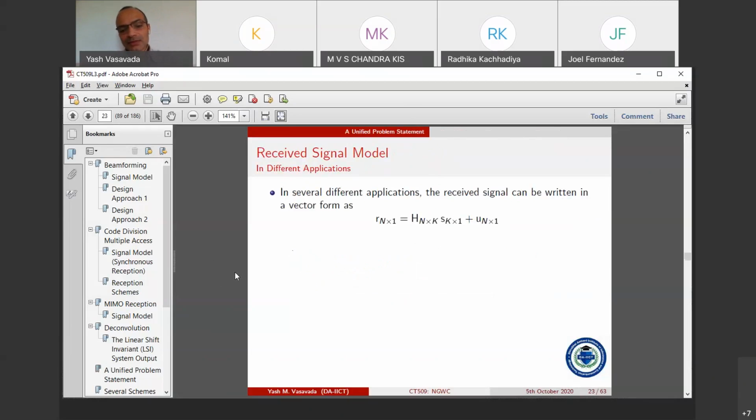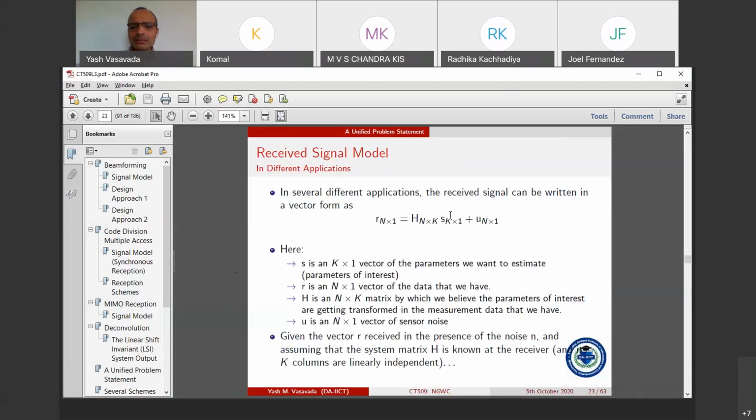As we went over these several different applications, we could see a common structure or a common theme, where we can write our received vector r as H times s plus u. Sometimes we brought this diagonal matrix of amplitudes of different users as a separate matrix. A lot of the times we absorb that amplitude matrix into this vector s. But apart from that detail, in all of these different applications, we could write the vector r as this linear algebraic equation.